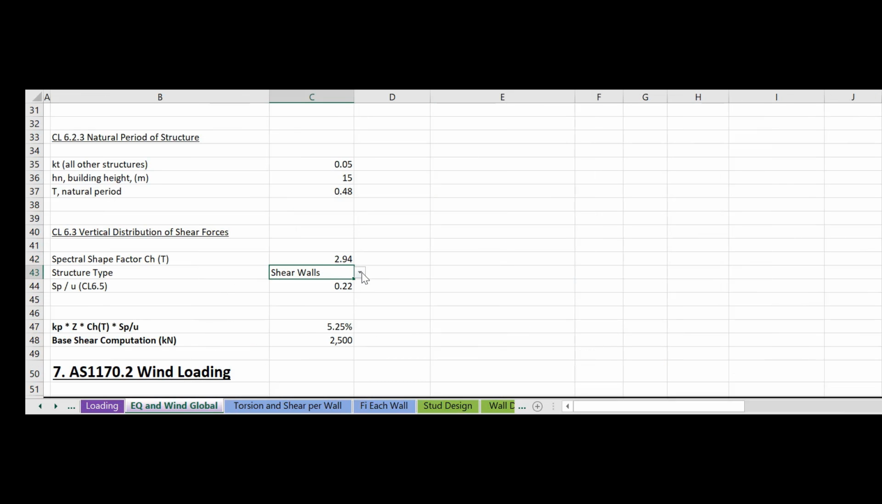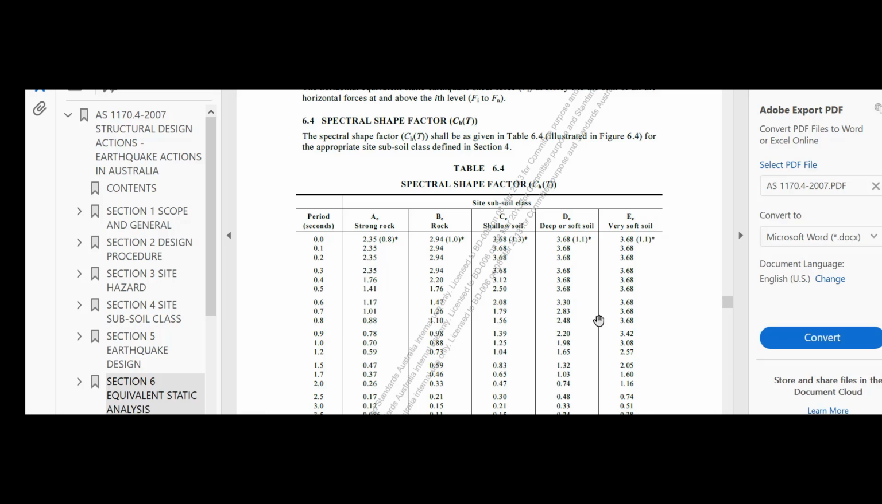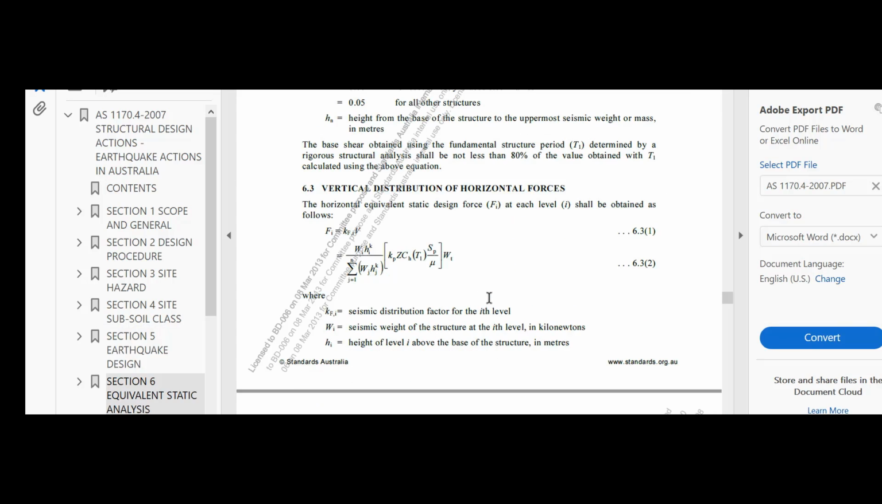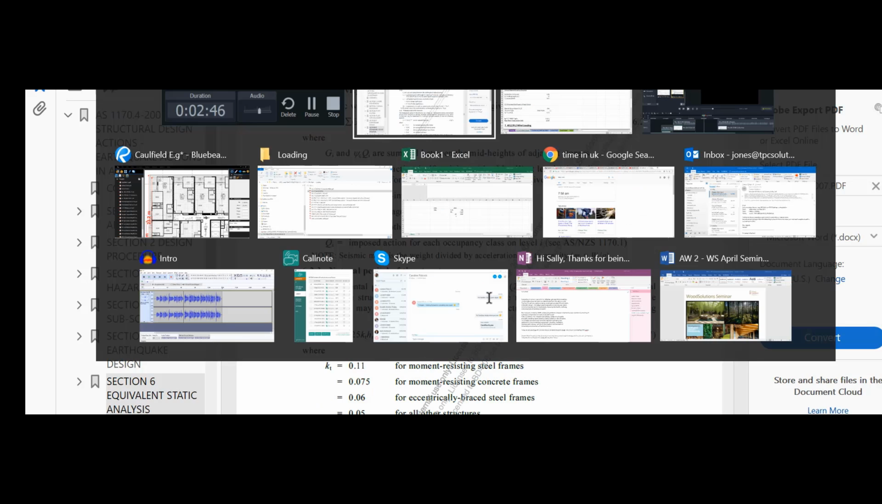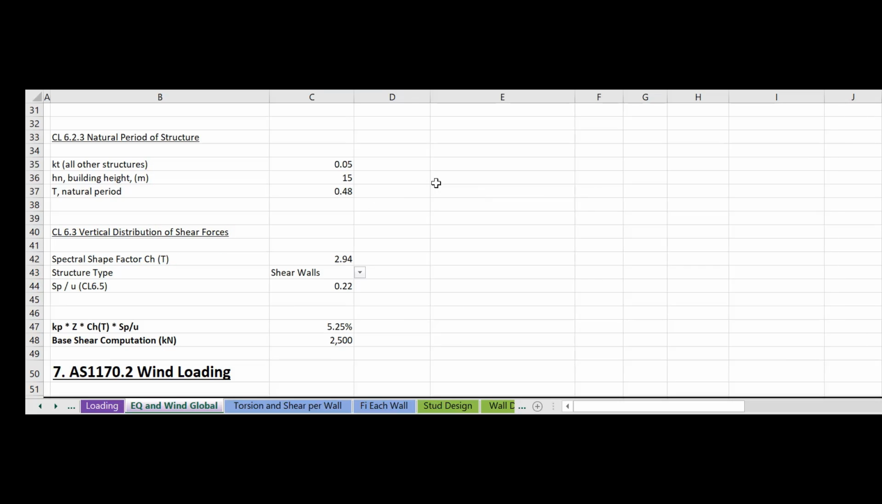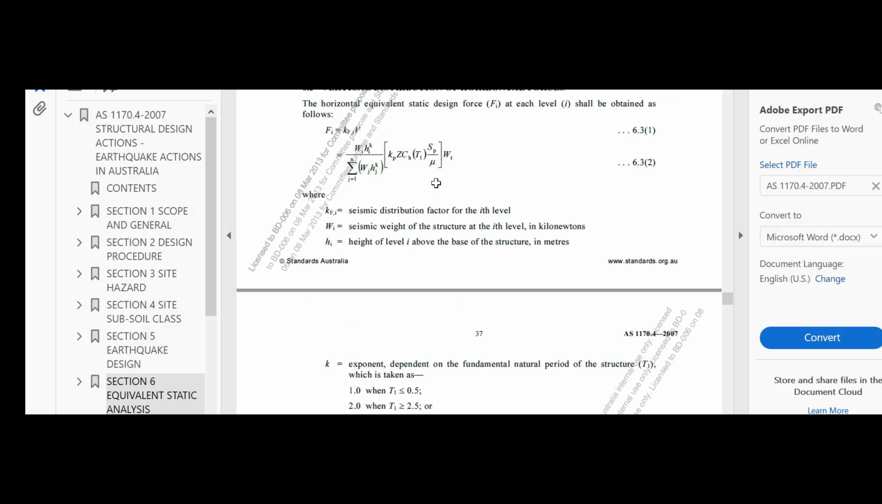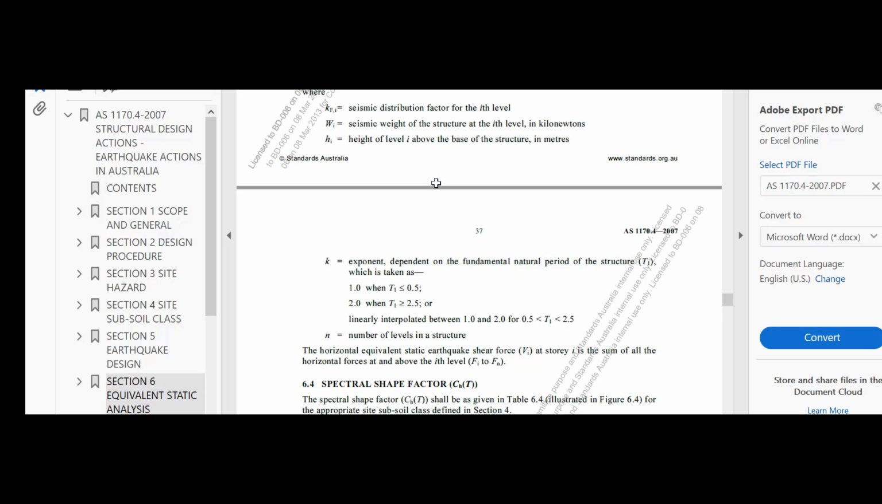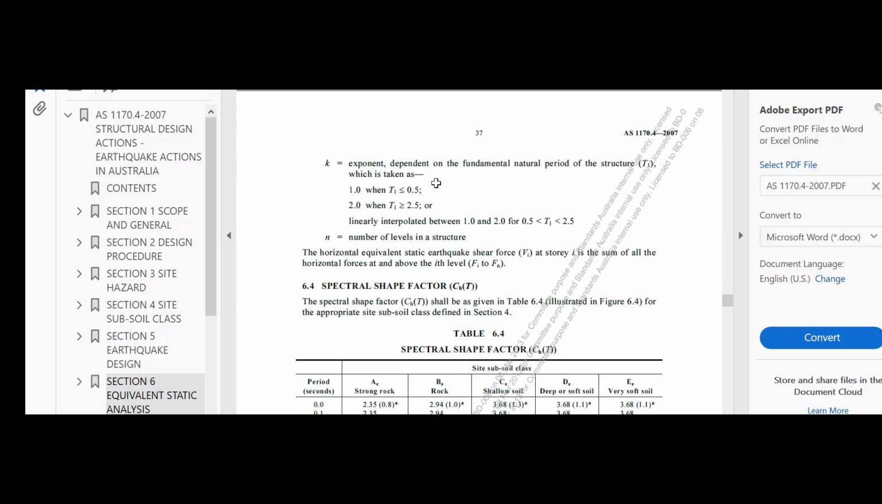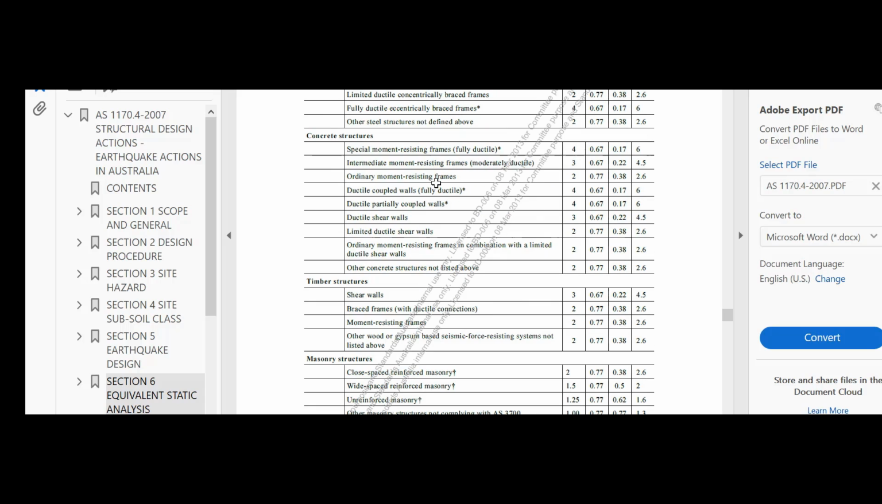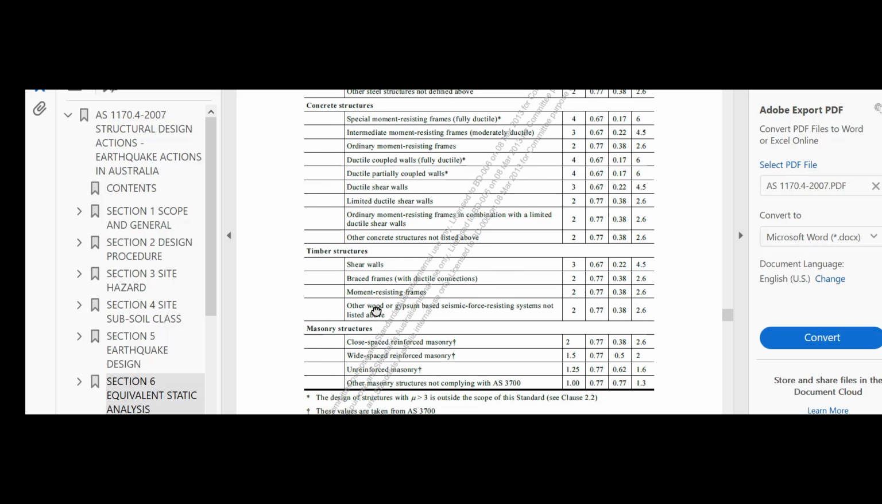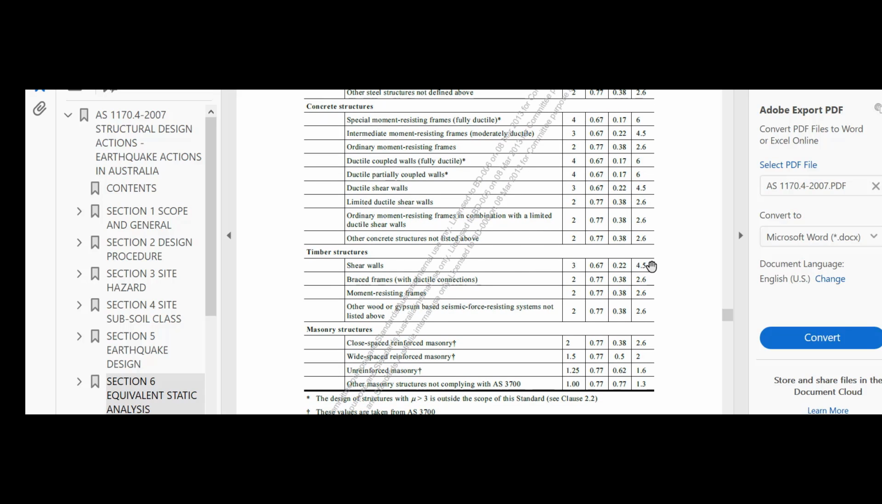Structure type, so again, this is around the clause 6.3, so shear walls for timber. I don't know where that went. So for timber structures, these are just the inputs from this table here. So where shear walls, we might need to change that to brace frames actually.